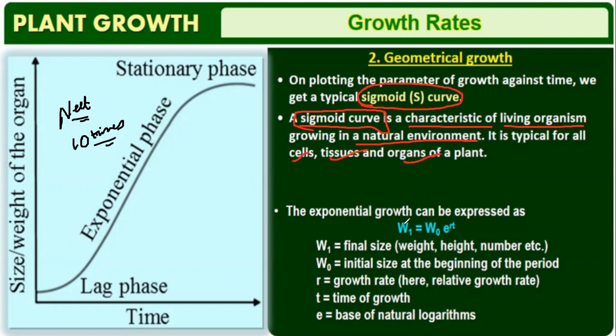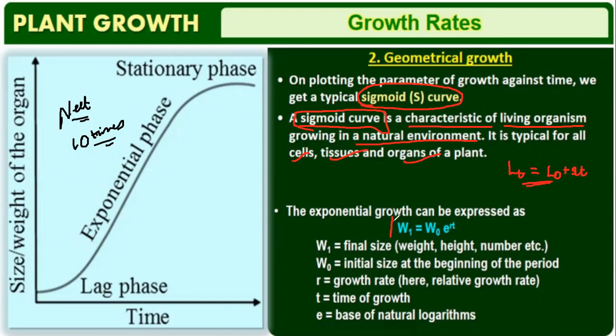Okay. And what is the equation for the arithmetic growth rate? For the arithmetic growth rate, it was Lt is equal to L0 plus rt. Okay. This was the growth rate for arithmetic growth.